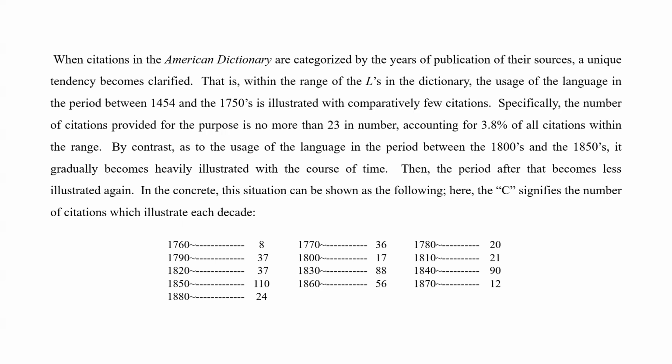By contrast, as to the usage of the language in the period between the 1800s and the 1850s, it gradually becomes heavily illustrated with the course of time. Then the period after that becomes less illustrated again. Concretely, this situation can be shown as the following. Here, the C signifies the number of citations which illustrate each decade.